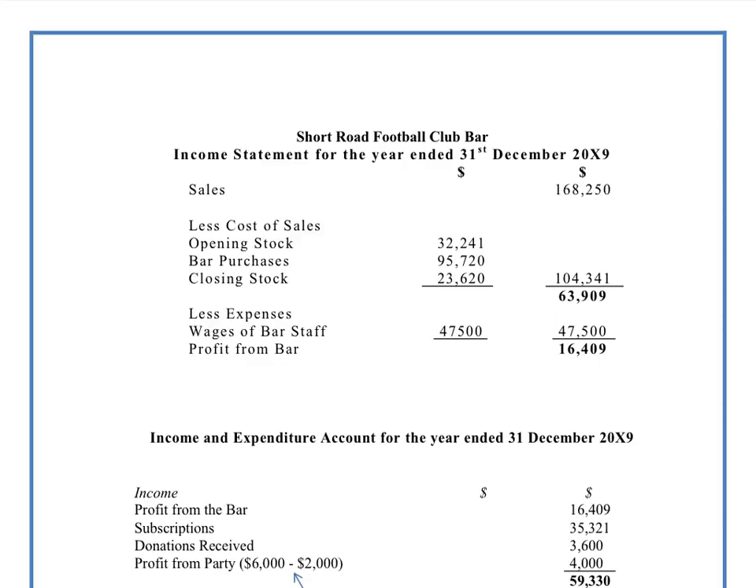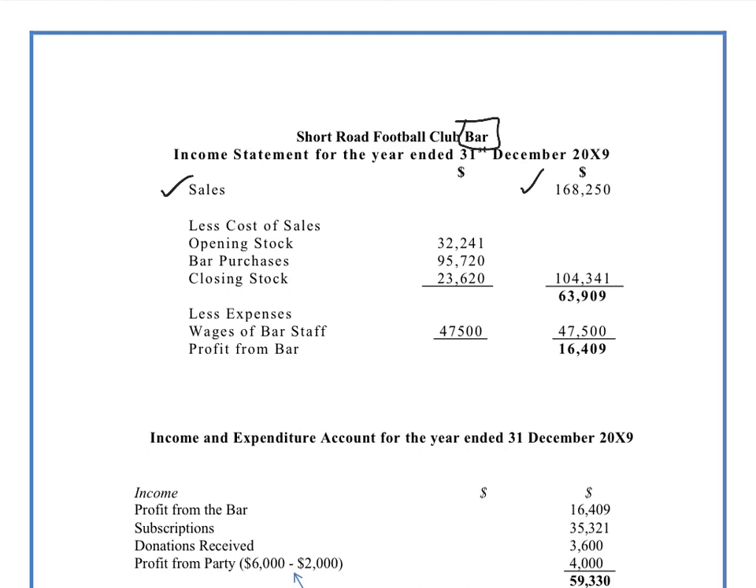So here we can see the income statement, which is just your normal trading and profit and loss account for, in this case, the bar that's being operated. Very common for sports clubs. People retire after they've played the game to the bar and the restaurant where they'll eat food and have a few drinks. And so the sales for this bar were 168,250.